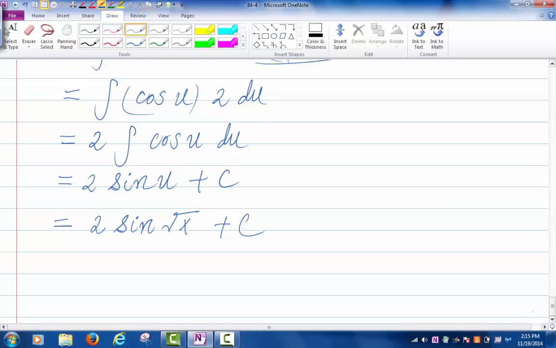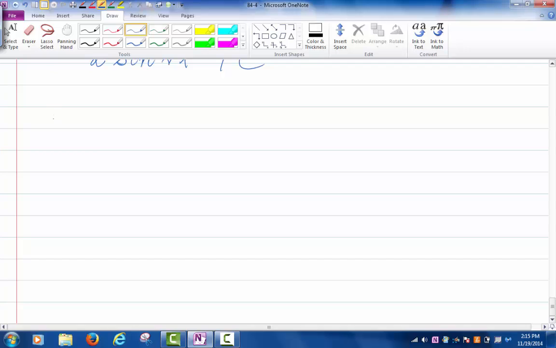Okay, so let's move on to the next problem. Let's say I have an integral that looks like 4z over (4 plus z squared) to the power 3 half dz. Instead of using x, we are using z here. So how would you do this problem?